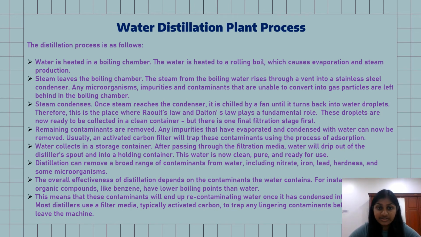Usually, an activated carbon filter will trap these contaminants using the process of adsorption. Water collects in the storage container. After passing through the filtration media, water will drip out of the distiller's spout and into a holding container. This water is now clean, pure, and ready for use. Distillation can remove a broad range of contaminants from water, including nitrate, iron, lead, hardness, and some microorganisms. The overall effectiveness of distillation depends on the contaminants the water contains.